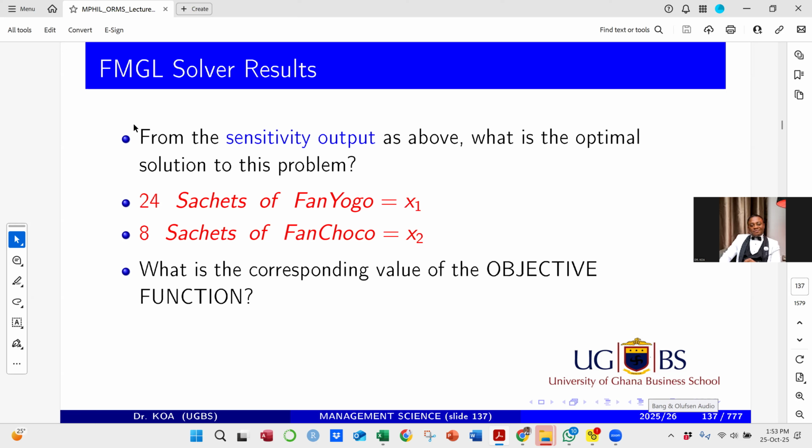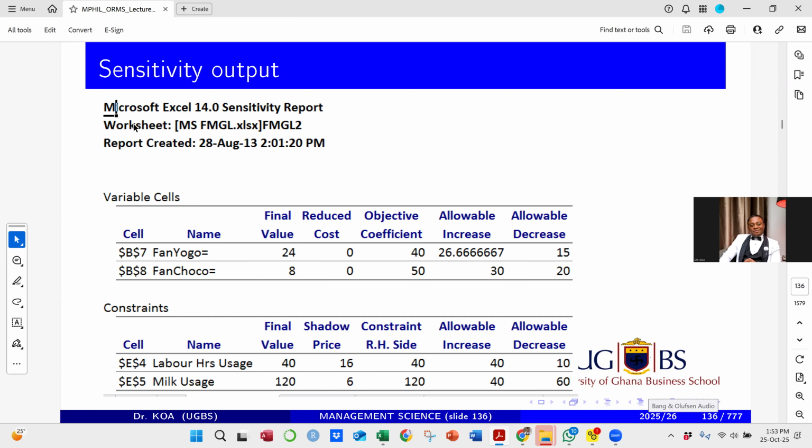How do you solve this very question? Let me just go back to the report. How do you solve it?